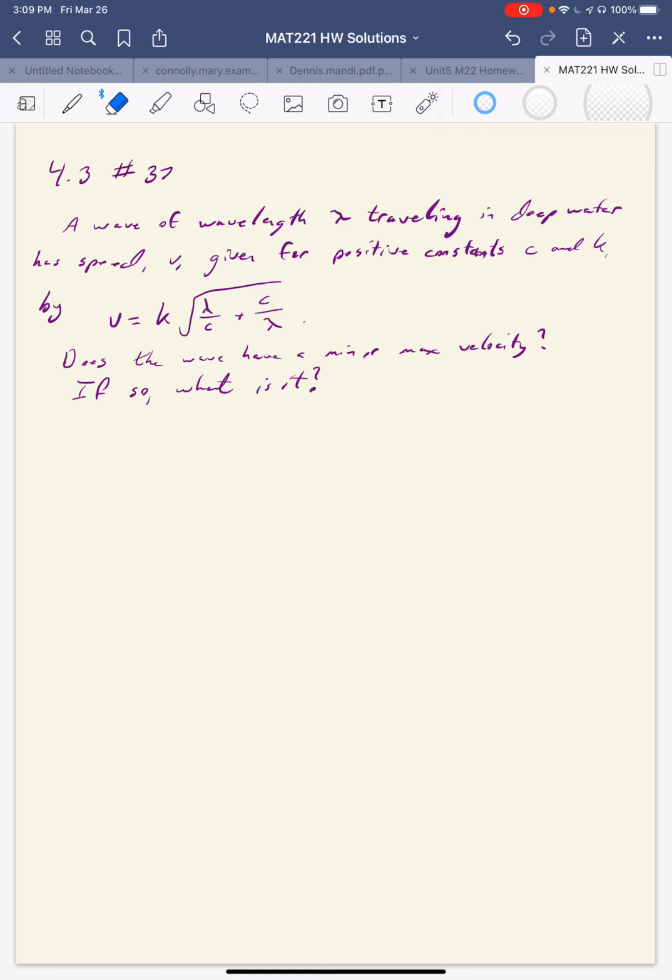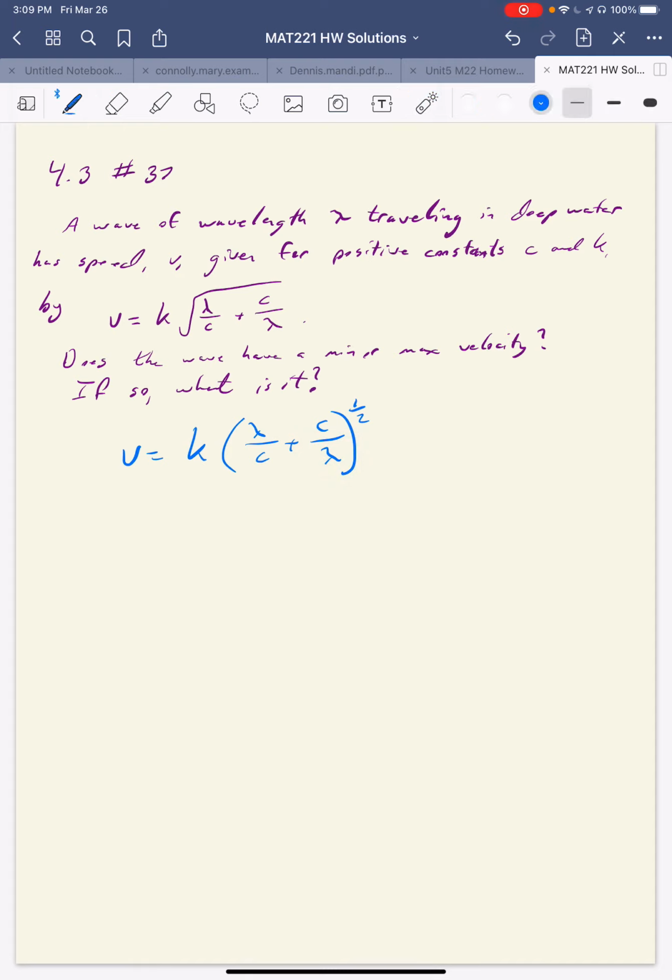In order to do that, I'm going to rewrite the function. So I have v equals k times lambda over c plus c over lambda, raised to the 1/2. I write it like that so it's more straightforward that I'm going to use the power rule here. And then I'm looking for dv/d lambda because lambda is my input variable. So I'm going to take the derivative of both sides with respect to lambda.